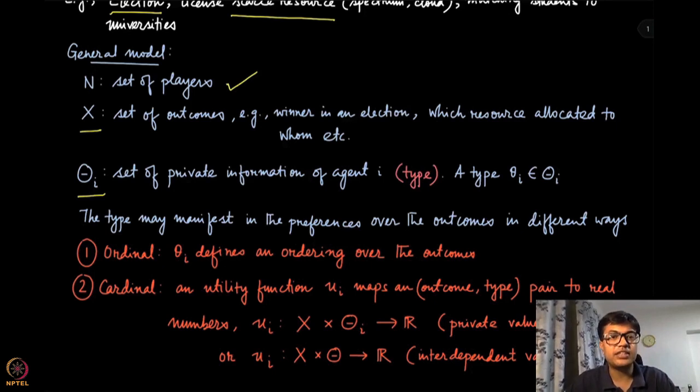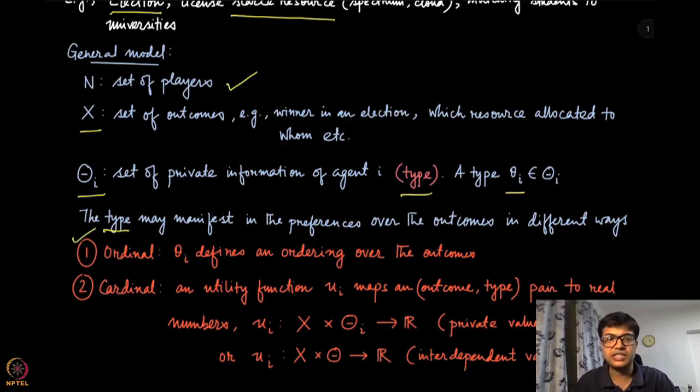This is known as the set of private information of that agent i. And we have seen this kind of situation in the case of Bayesian games. We have also defined the type set, and this actually uses the same name. So this set is called the type set. A specific type of player i is denoted by lowercase theta i, which belongs to this set capital Theta i. The meaning of type is that it can manifest the preferences over different outcomes in different ways. So let us look at two different paradigms on which this kind of type is defined.